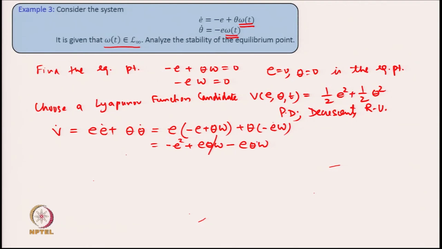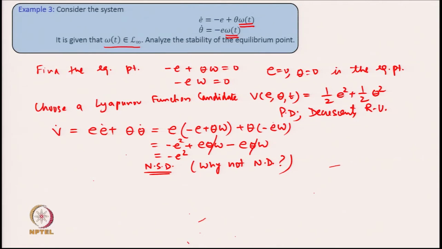So, we see that these two terms cancel out and we are left with minus E square. So, what can we conclude about V dot? V dot is only negative semi definite. So, why not negative definite? Maybe you can take that as an exercise.